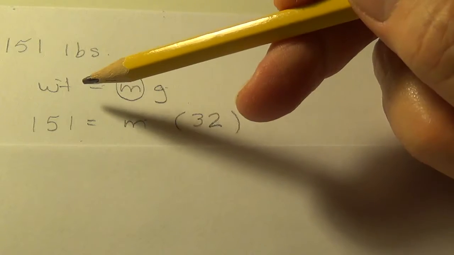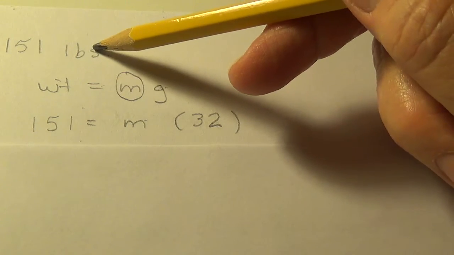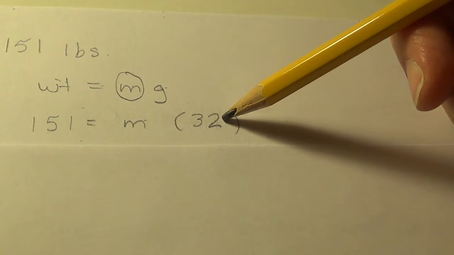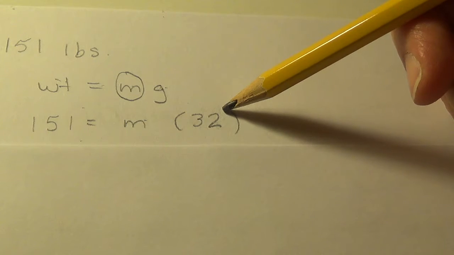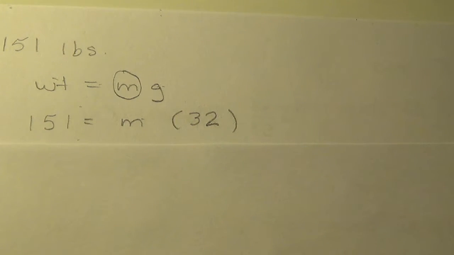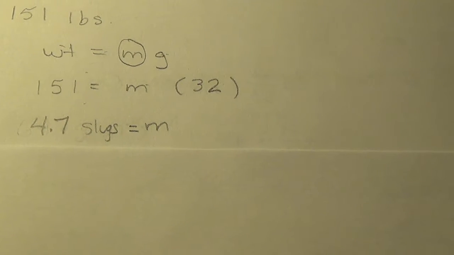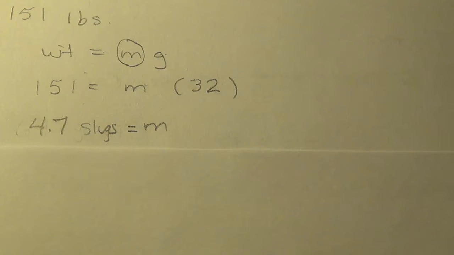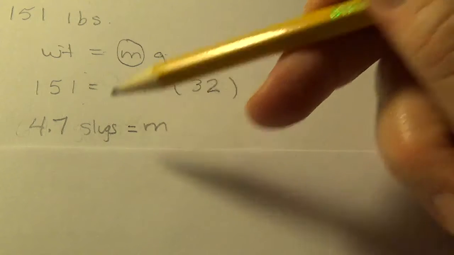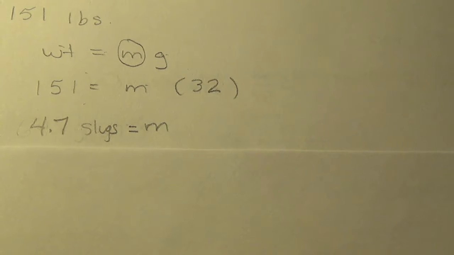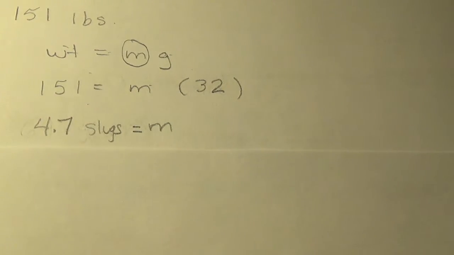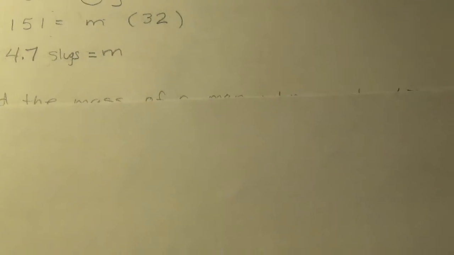G, since I'm working in pounds, I know I'm in the English system where we're in feet per second squared, 32. Dividing both sides by 32, I can find that the mass of the man is 4.7 slugs. That's the lovely unit for mass in the English system. Alright, in the US of A, 4.7 slugs is the mass.